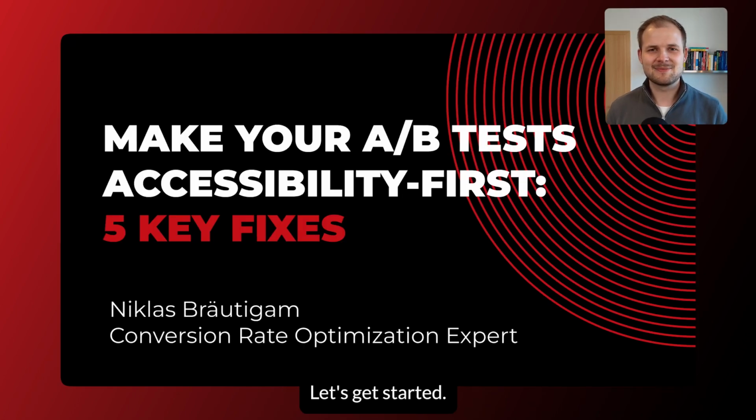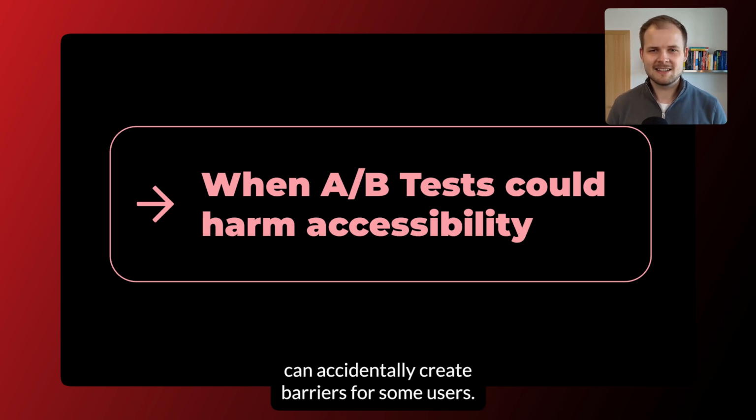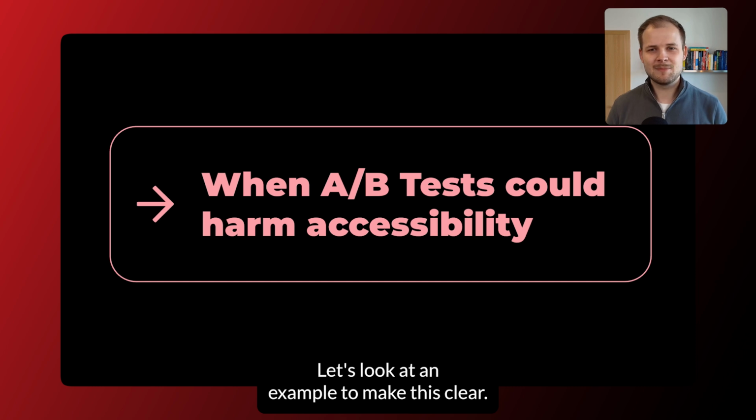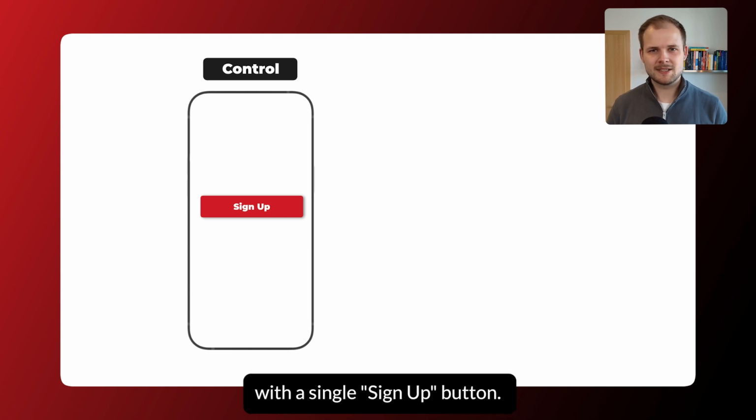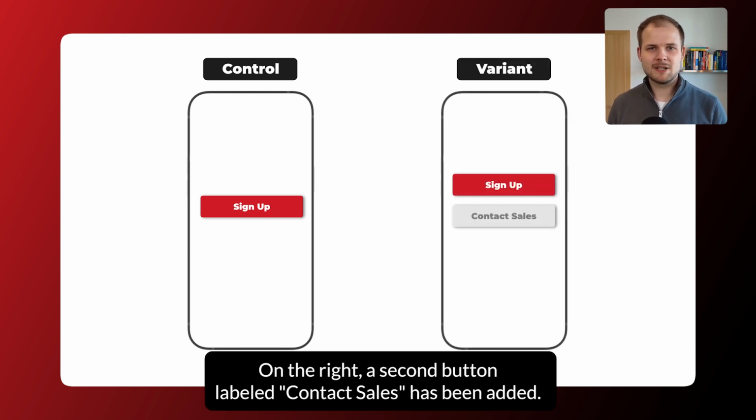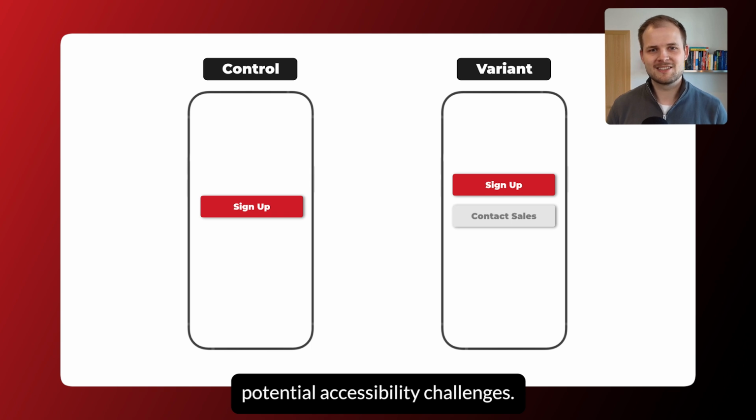Let's get started. When designing test variations, accessibility details can sometimes get overlooked. Even small design adjustments can accidentally create barriers for some users. Let's look at an example to make this clear. Consider this scenario. On the left side, you have the control version with a single sign-up button. On the right, a second button labeled Contact Sales has been added. At first glance, this seems straightforward, but let's explore some potential accessibility challenges.